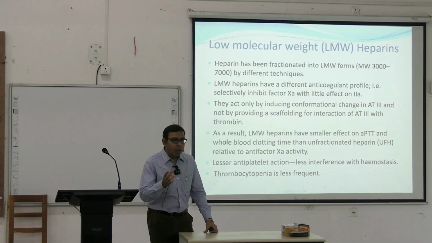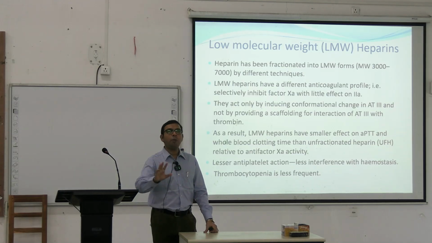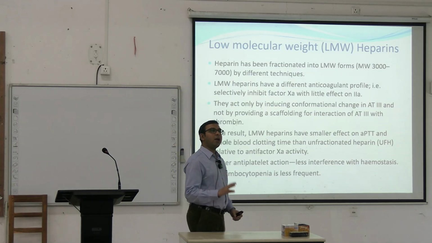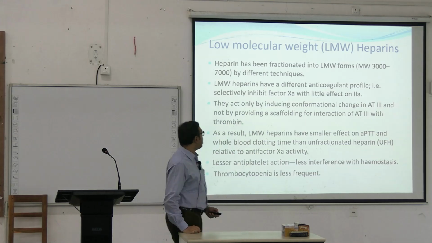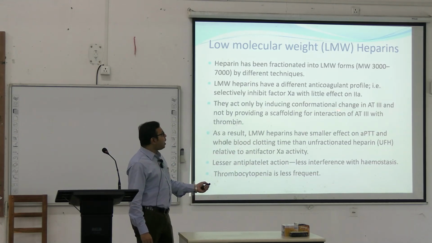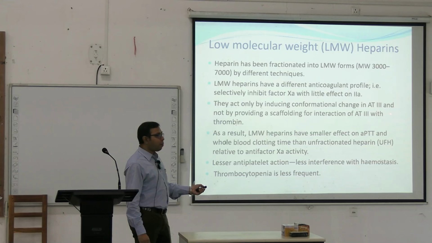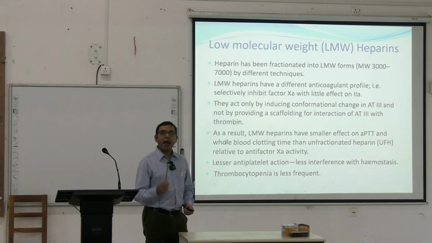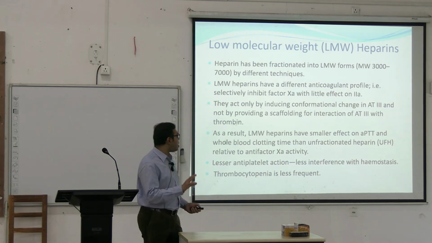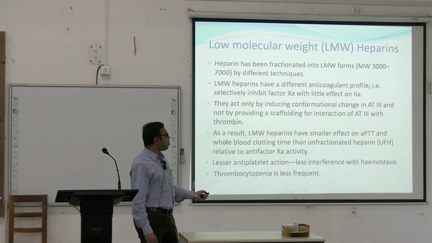in the antithrombin. But there will be no scaffolding with the low molecular weight heparin. That's why there will be no effect on the factor 2A, that is the thrombin. So they act only by inducing the conformational change in antithrombin 3 and not by providing a scaffolding for interaction of antithrombin 3 with thrombin. So as a result, low molecular weight heparins have smaller effects on the APTT, the activated partial thromboplastin time, and whole blood clotting time, than the unfractionated heparin.